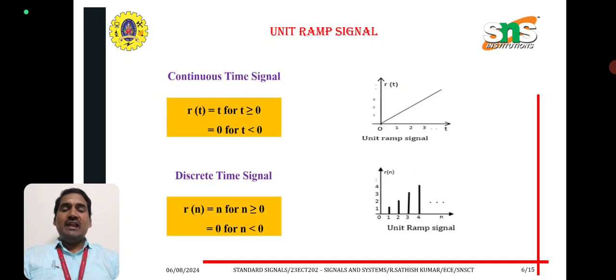Unit ramp signal is a linearly growing function. r(t) is equal to t for t greater than or equal to 0, and 0 for t less than 0. It is a linearly growing function. In terms of discrete time signal, r(n) is equal to n for n greater than or equal to 0, and 0 for n less than 0. The graphical representation of the discrete time ramp signal can be given with respect to n and r(n).